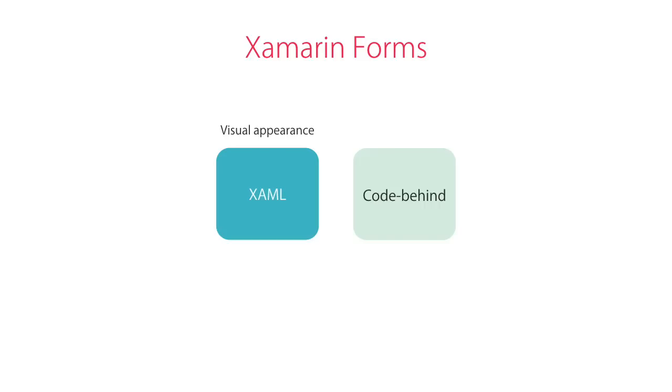Behind every XAML file, we have what we call a code behind, which is basically a class that implements the behavior for that page. For example, what should happen when we click a button or select an item from a list. So these are the responsibilities of the code behind.